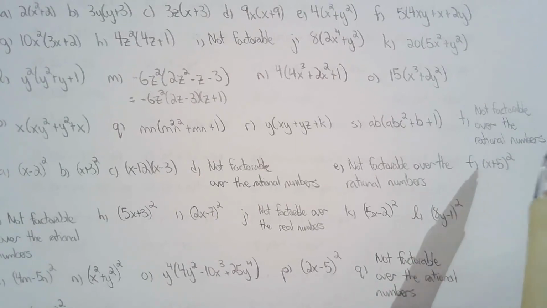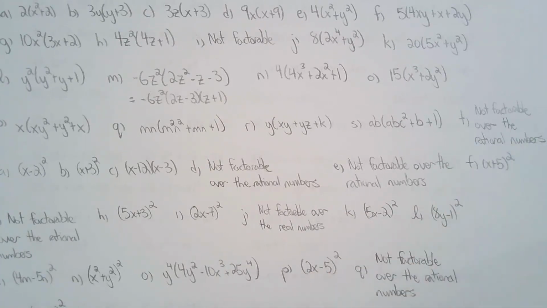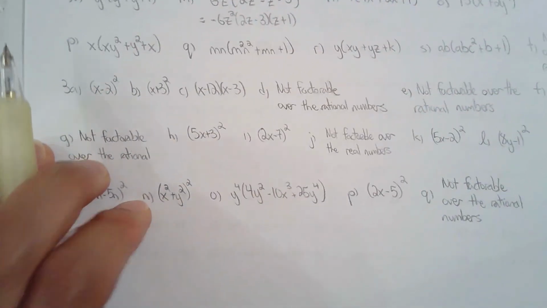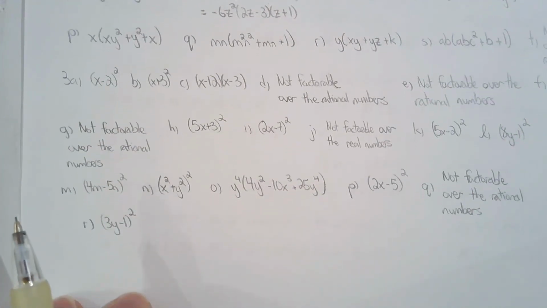So I have some fancy writing or fancy terminology here. Just write not factorable for now. And I'll explain why I wrote not factorable over the rational numbers. And there's really not much to say for question 3.